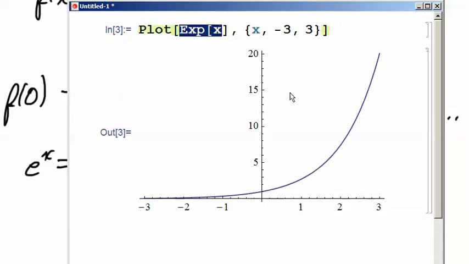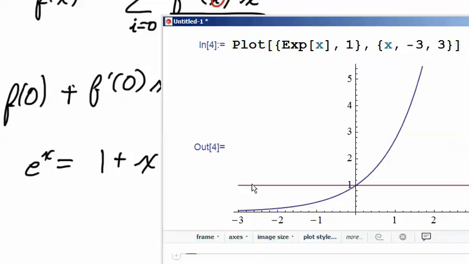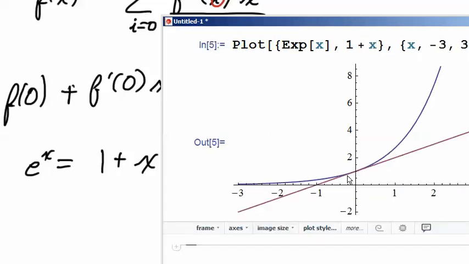If I did e to the x, this is what the graph looks like from -3 to 3. Let's also go ahead and put in some polynomial expressions in here. Let's start with our zero order Maclaurin series approximation, which would just be this 1 without anything further. If I plug in that, you can see that we have a vertical line that just matches what the function is at the 0 point. If I put in 1 plus x, I get a slightly better match because it matches all the way along the tangent.